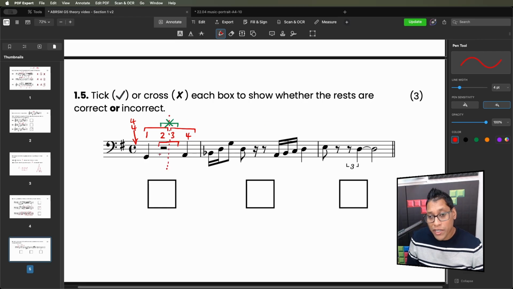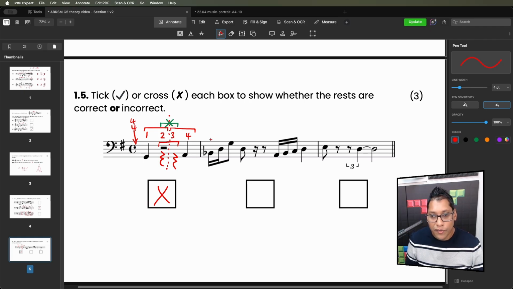So if this were correct, it would have had to be 2 crotchet rests instead. We're not allowed to put a minim rest at the beginning of beat 2 because it goes over the middle of the bar. So this bar is incorrect. Let's have a look at the next bar.